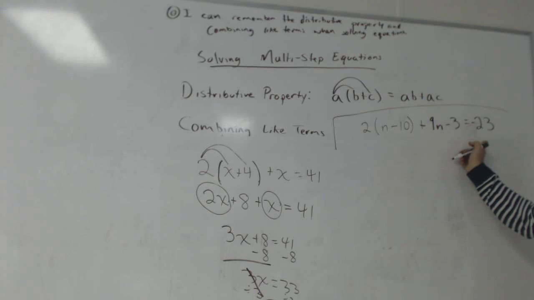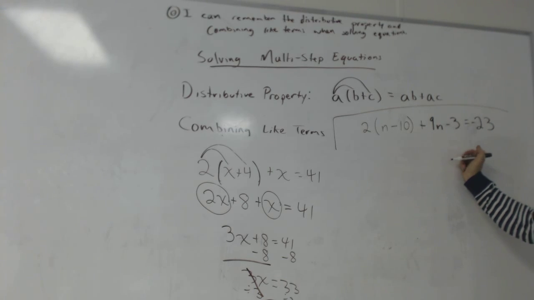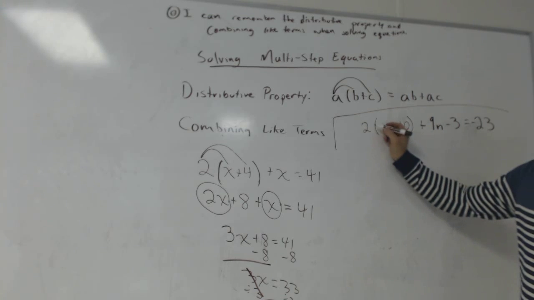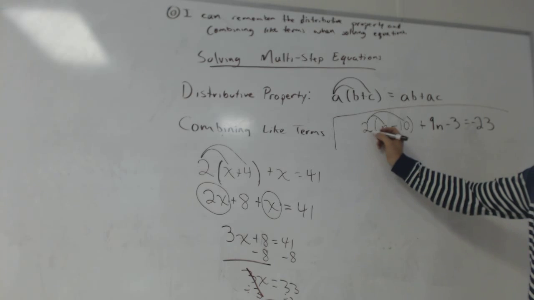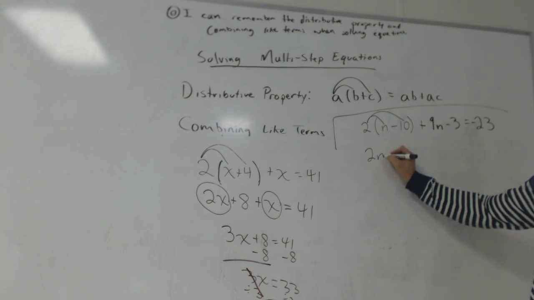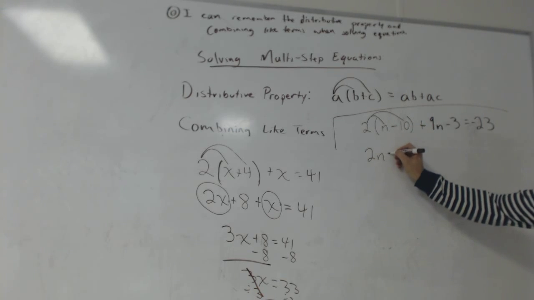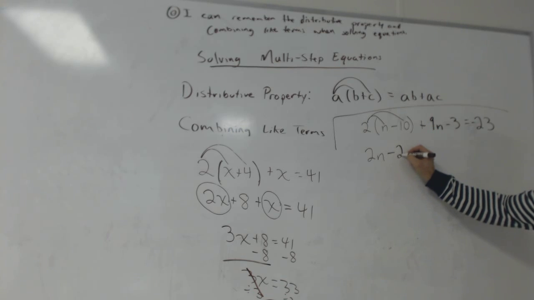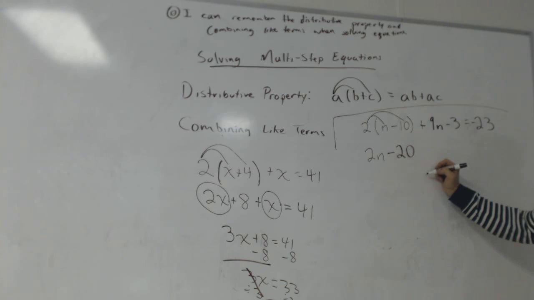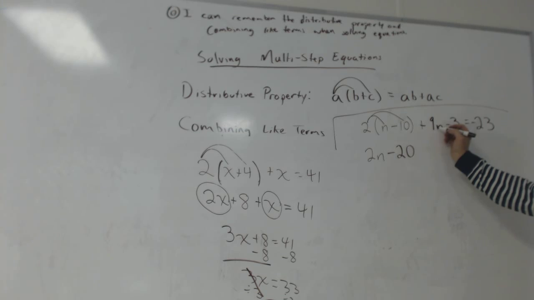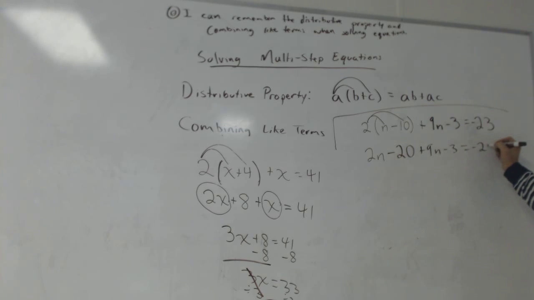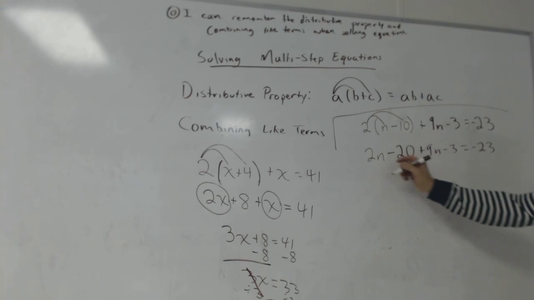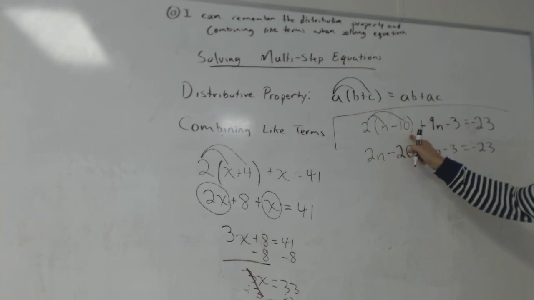Here's our problem. What's our first step? You did a distributive property, so you do 2 times n and 2 times 10. Good. 2 times n is 2n. I'm going to keep the minus sign, so I have negative 20. Plus n minus 3 equals negative 23. That's all unchanged, right? We just changed what's in the parentheses.